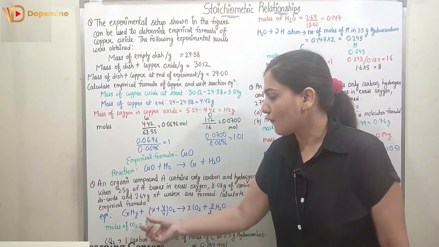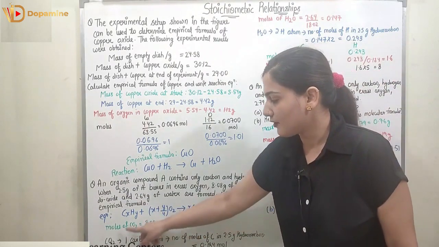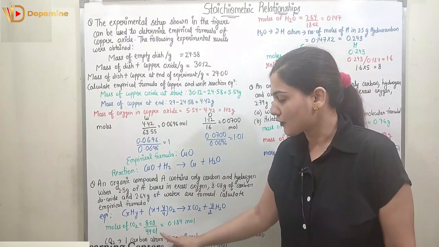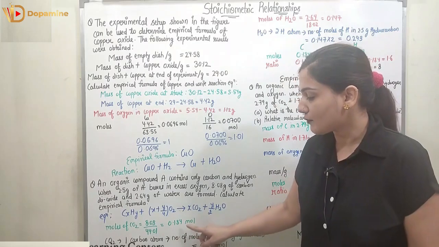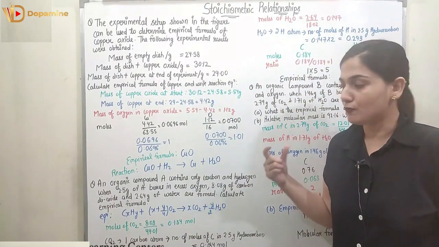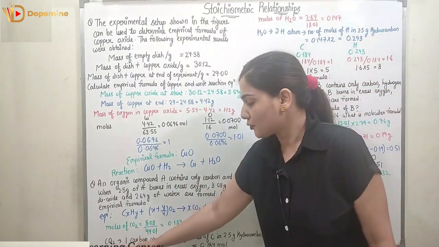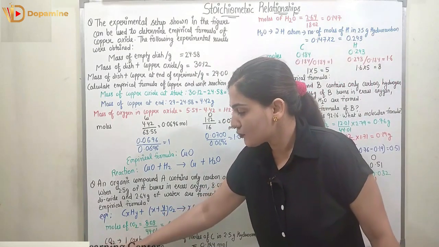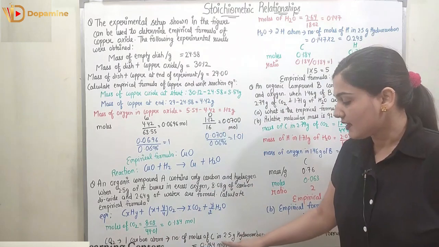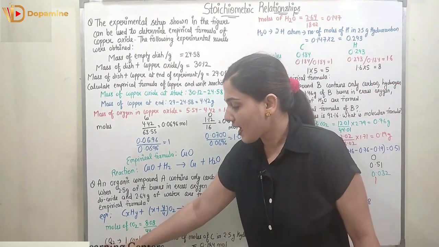Now coming to the moles of CO2. The amount of CO2 is given as 8.08 gram. We can find the moles by dividing it by the molar mass of CO2, which is 44.01. So we get 0.184 moles. So CO2 has 0.184 moles in 8.08 gram, right? Now CO2 contains only one carbon. So you can see in CO2 we have one carbon atom, and the number of moles of C in 2.5 gram of hydrocarbon will be the same because the carbon is 1.